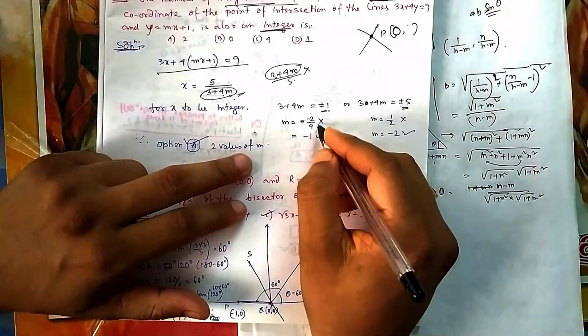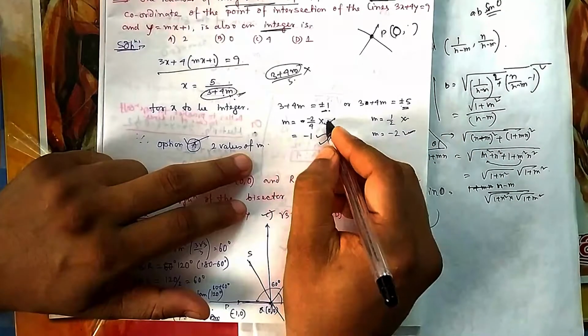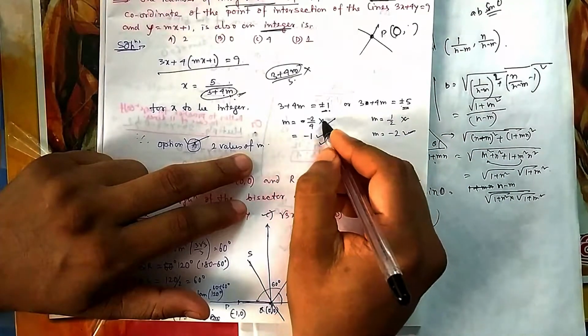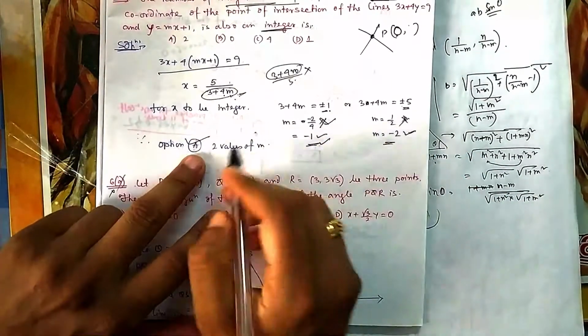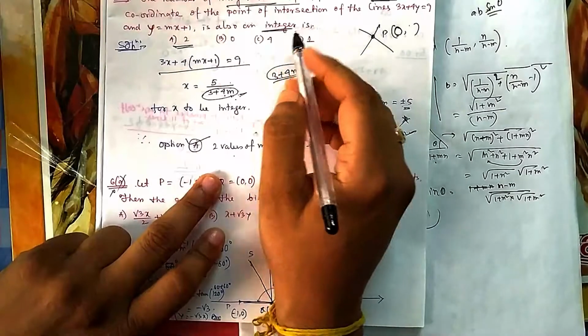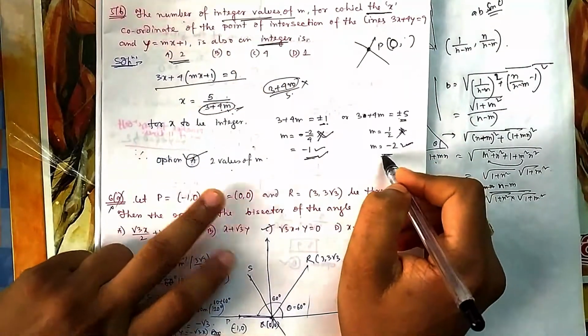So if you take this 2 plus 1, you will get this one. If you take minus 1, these 2. But m you have to take an integer, m cannot be a fraction. So this value you cannot take, this value you cannot take. So how many values of m can it have? It can have 2 values of m. They are asking the number of integer values. So we have 2 integer values, minus 1, minus 7.